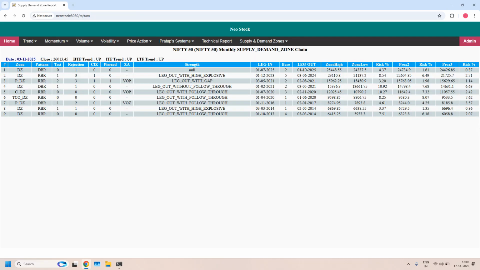In any supply demand zone chain report, always look into the zone column to find the high liquidity zones. Look into the pierced column to find the pierced zones. Always look into the LTF trend to find the trend of the current time frame you have selected. You already know one time frame higher is ITF and one more time frame higher is HTF. And apply the same points for all the supply demand zone chain reports.